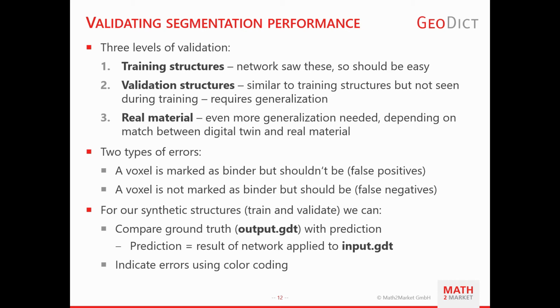Now in validation there are two types of errors that can occur. A voxel can be marked as binder where it shouldn't be, that would be a false positive, or a voxel cannot be labeled as binder where it should be labeled as binder, which is a false negative. What we can do for our synthetic structures, namely the train and validate structures, is compare the ground truth, namely the output GDT file, with the prediction. Whereas the prediction, of course, is the application of the trained neural network to the input GDT file. And then we can indicate errors using color coding, as we will see on the next slide.